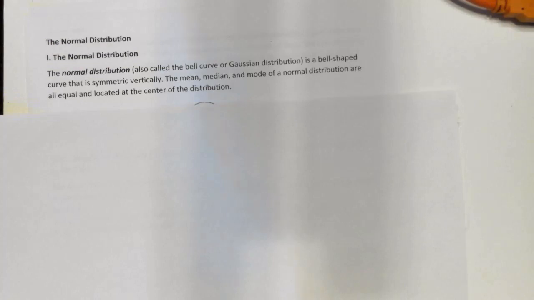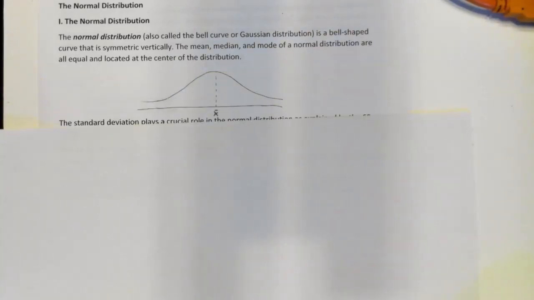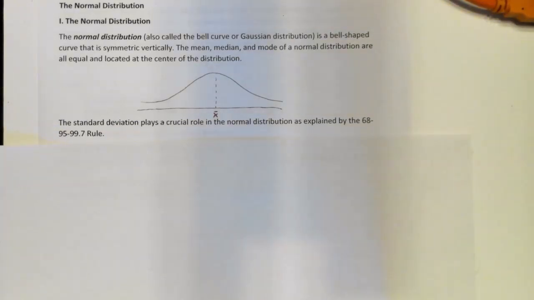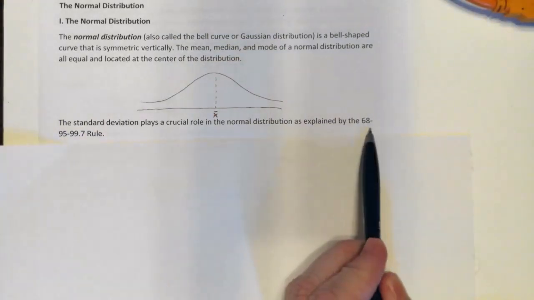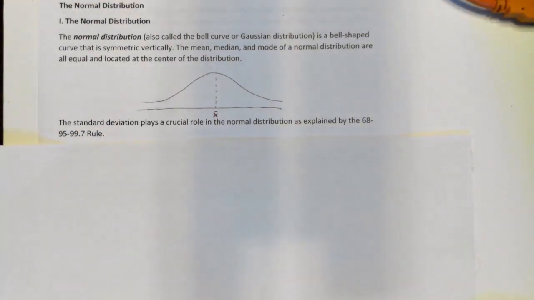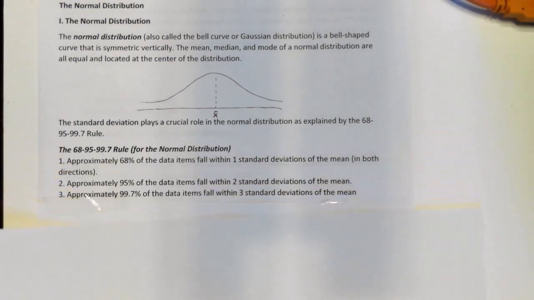All right, let's talk about the normal distribution. The normal distribution, or bell curve, is a bell-shaped curve that's symmetric vertically. The mean, median, and mode are all equal, and so we end up with something that looks like this. With the normal distribution, the standard deviation plays a big role, and so we start with something called the 68, 95, 99.7 rule, and that is as follows.